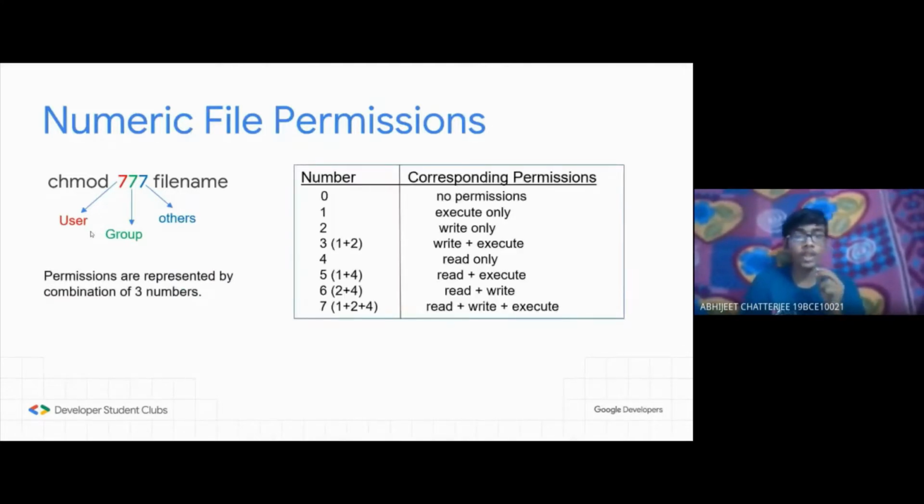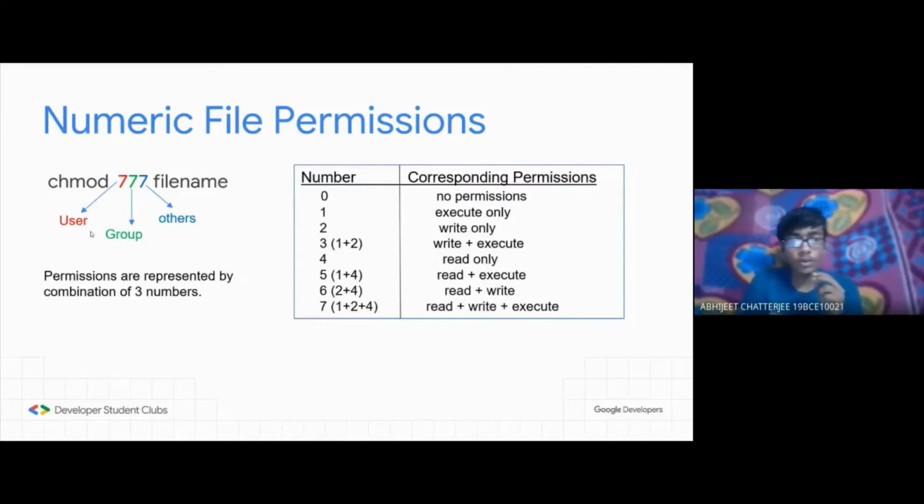Now this is the table which shows that 0 represents no permission, 1 represents execute only permission, and 2 represents write only permission. And the rest of the permissions are a combination of these atomic permissions, like 3 is equal to 1 plus 2. So 3 means write plus execute permission. Now 4 is also an atomic permission which represents read only.